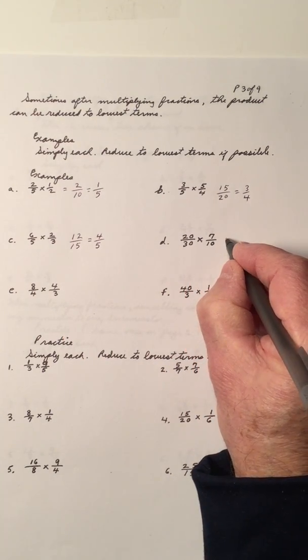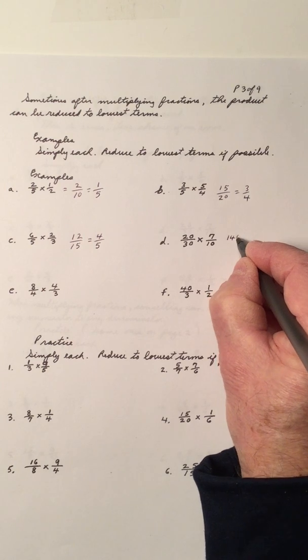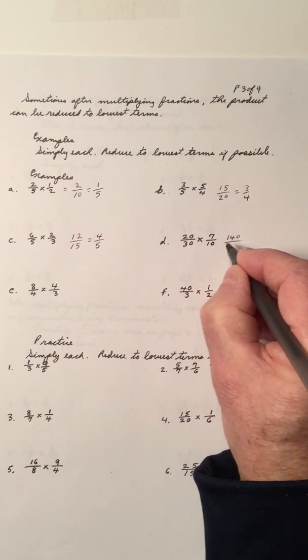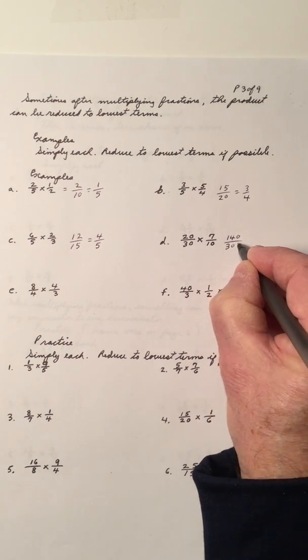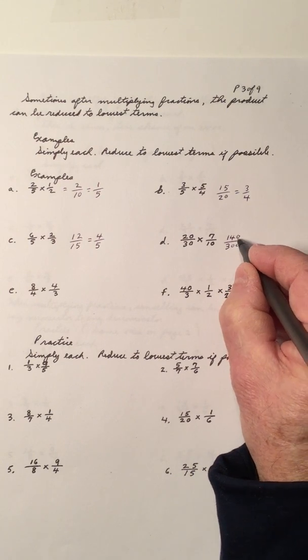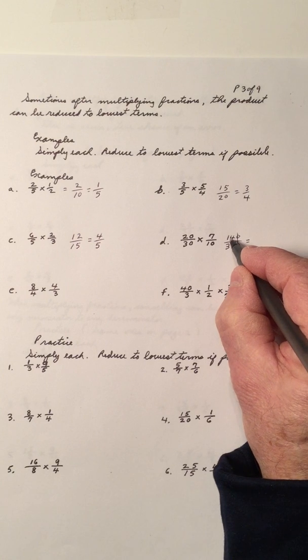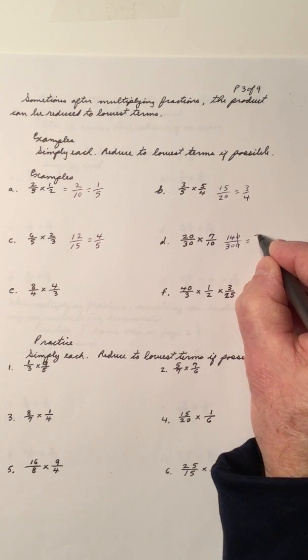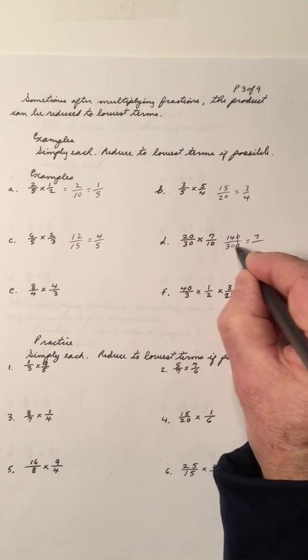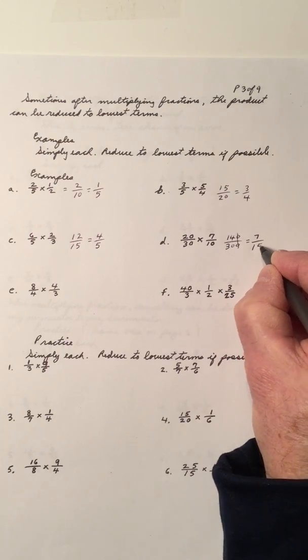7 times 20 is 140. 30 times 10 is 300. Now we got to reduce this down. We can scratch out the zeros because we're dividing by 10. And then we can divide by 2. 2 into 14 is 7, sorry. 2 into 30 is 15.